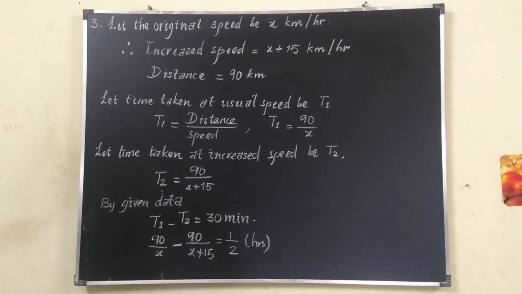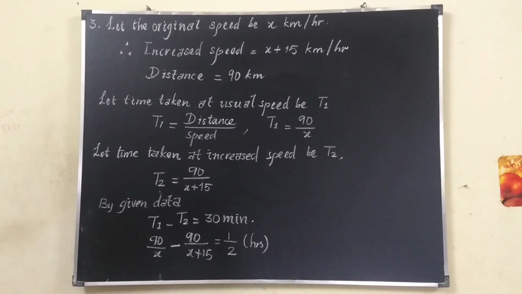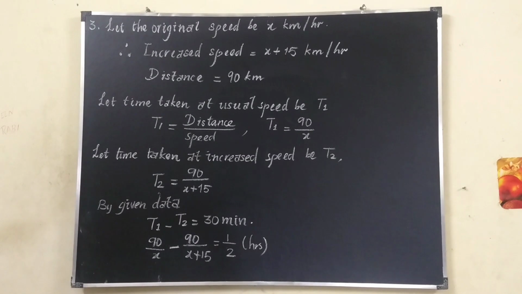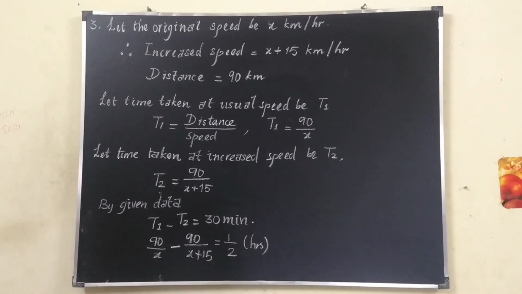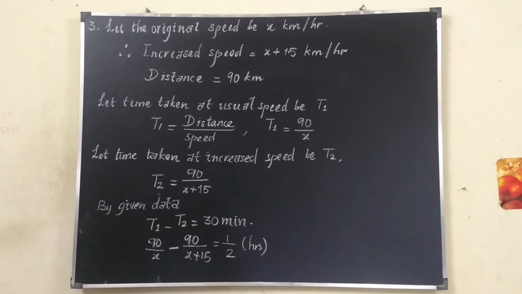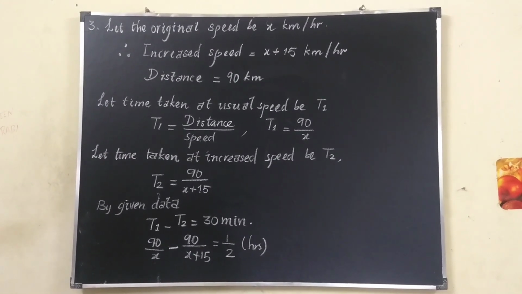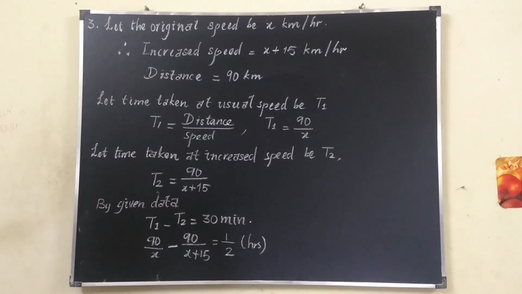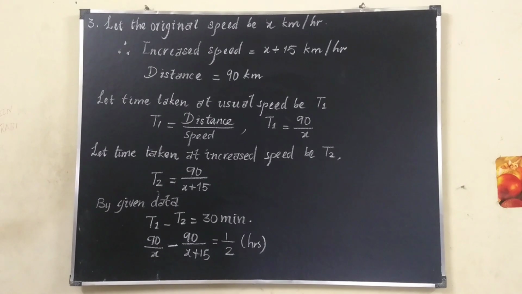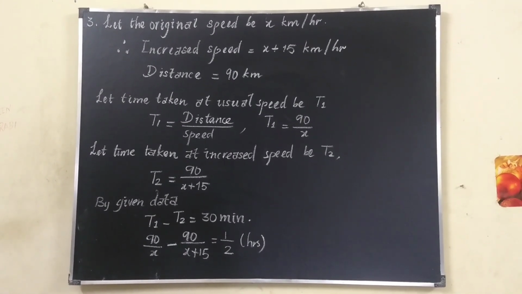And normally when the speed increases, the time taken will be reduced. That's the general thing. Suppose if you are going to school by walk, speed is less, you would have taken more time. At the same time, if you are going by cycle, the time taken by you will be reduced because speed will increase. So the common theory about speed and time is when speed increases, time taken will be reduced.